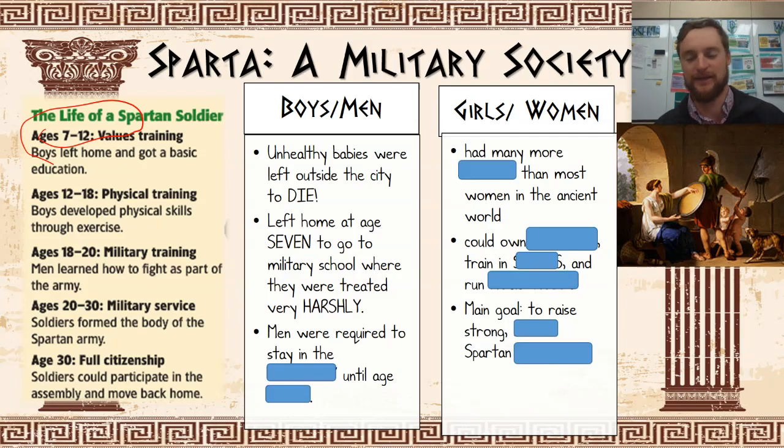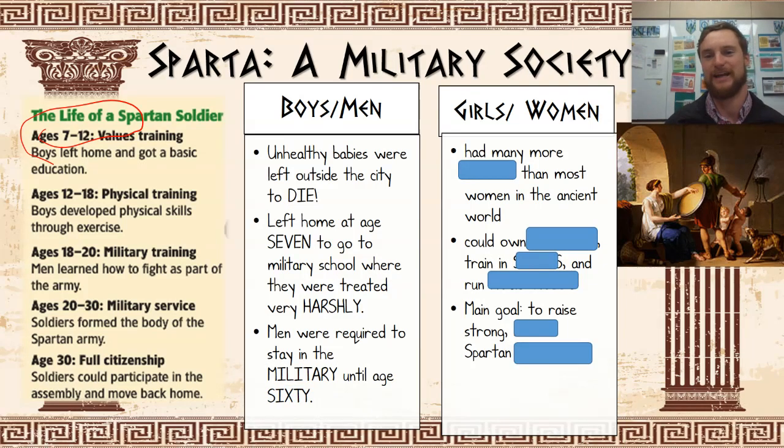So let's take a look at the differences between boys and men and girls and women. Unhealthy babies were left outside the city to die just because they seemed unfit for military service. And Spartan boys would leave home at age 7 to go to military school where they were treated very harshly. Men were required to stay in the military until age 60.